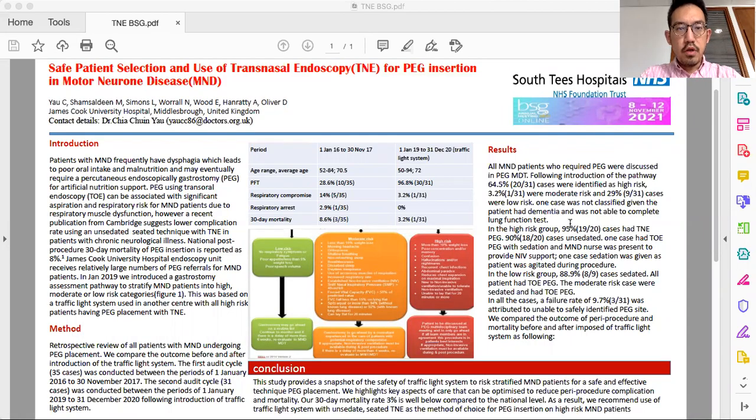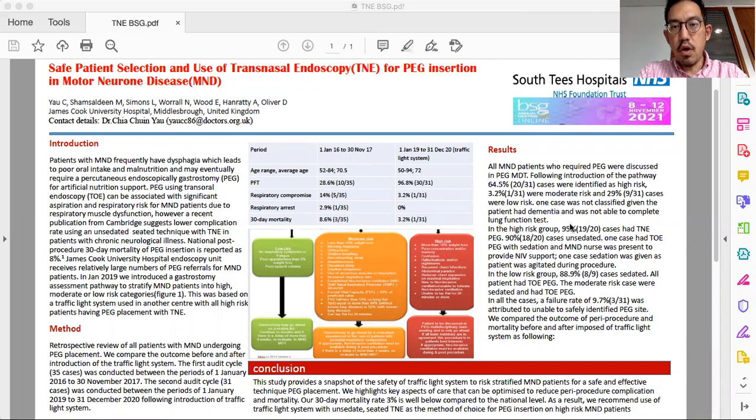The topic that I would like to talk about today is safe patient selection and use of TNE for PEG insertion in MND patients. Patients with motor neuron disease frequently have dysphagia, which leads to poor oral intake and malnutrition, and may eventually require a PEG for nutrition.